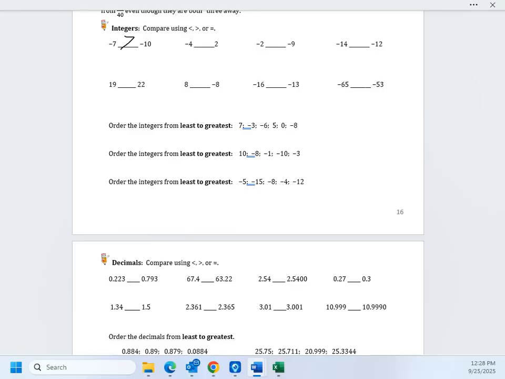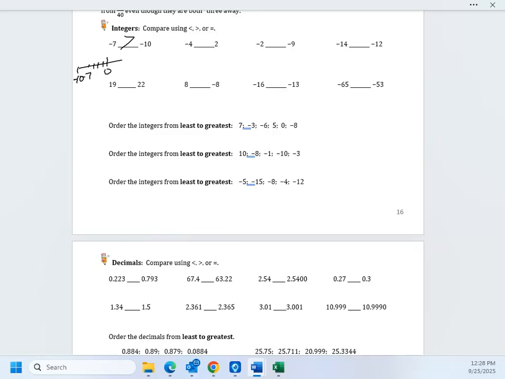-7 is greater than -10, because when we look at that number line, remember our negative numbers, -10 is to the left of -7. Going to the right are bigger numbers, going to the left are smaller numbers. So you think, well, 7 is smaller than 10, but that negative sign turns it all around. So you're just putting your symbols on the line, greater than, less than, or equal to.